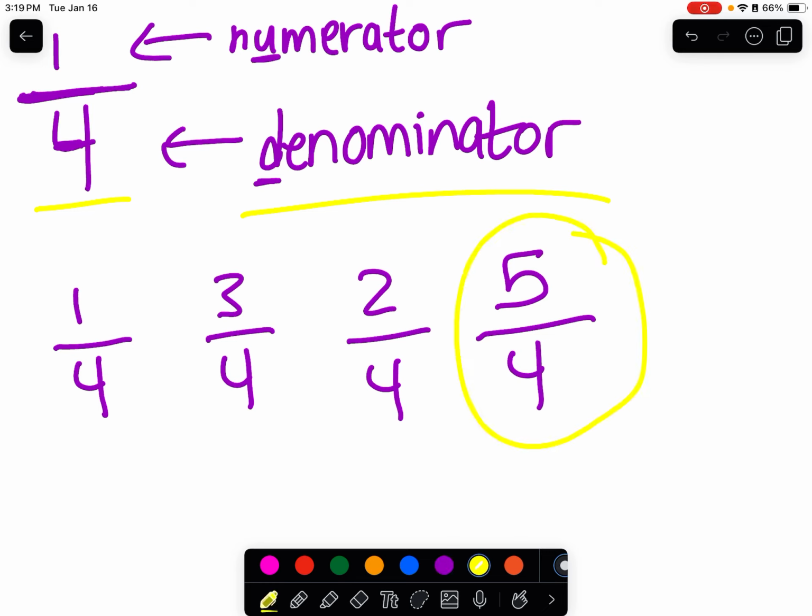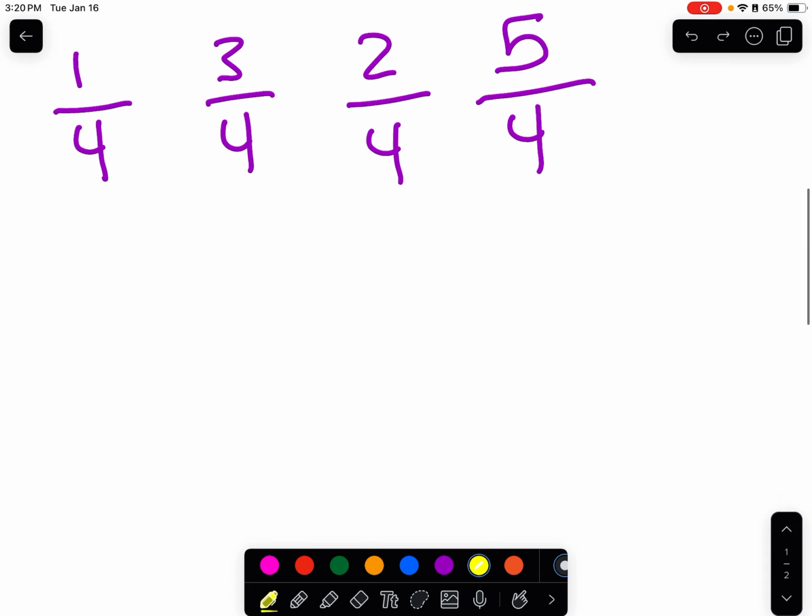5/4, the numerator is larger than the denominator, and we call that an improper fraction. We'll get into that a little bit later. Right now, we're just going to stick to understanding how fractions work when they have the same denominator and when we're adding, subtracting, and comparing them. And so we can talk about other fractions with like denominators.